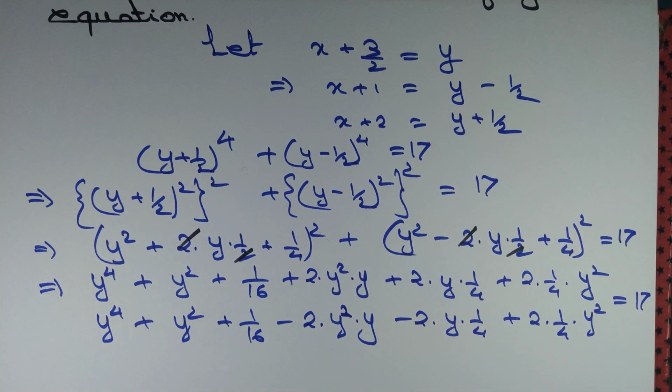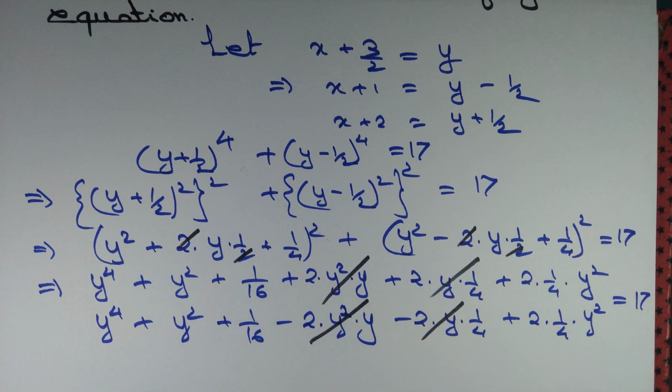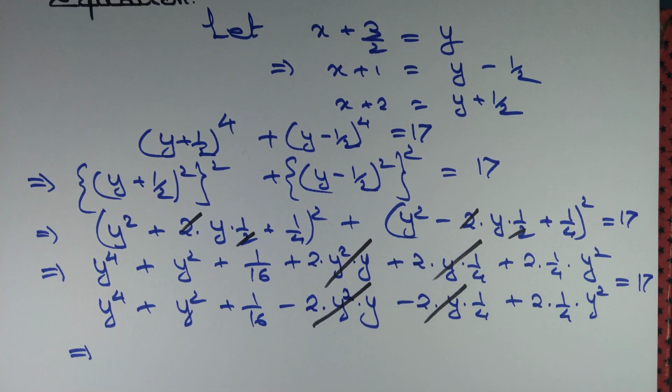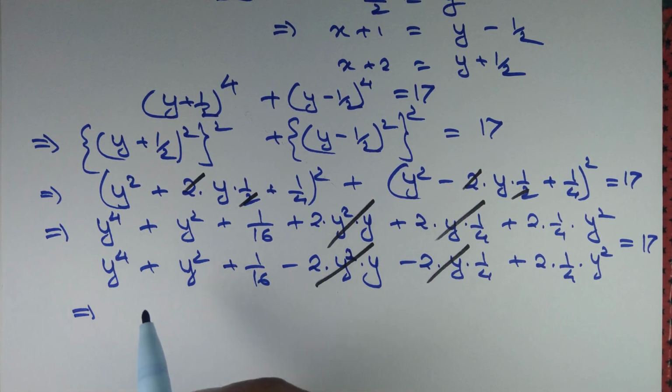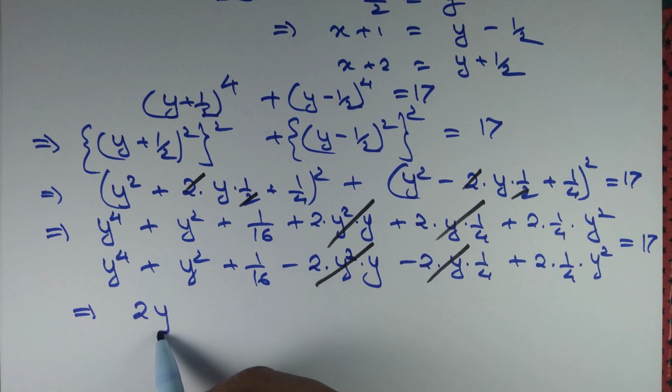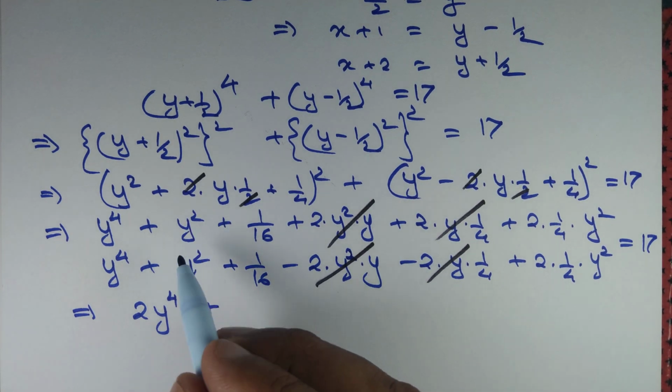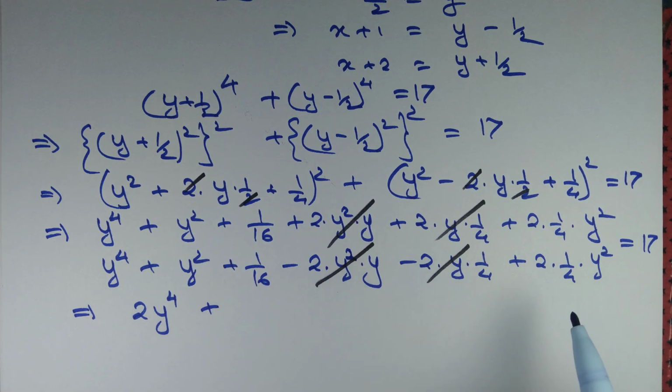We copy as it is. Now as we said earlier, the odd powers will get cancelled, and yes, it's getting cancelled. Odd powers simply getting cancelled. Okay, next y to the power 4 plus y to the power 4, that's 2y to the power 4, plus y square, 2y square.